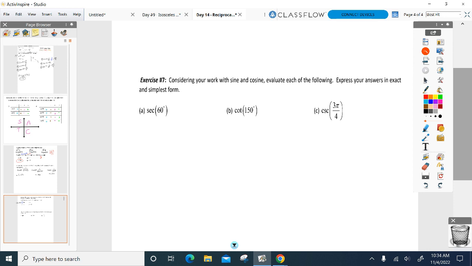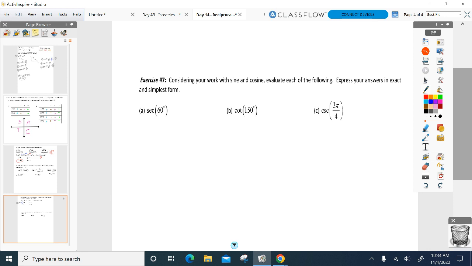First of all, express your answer in exact value, meaning decimals are useless, right? Don't type 1 over cosine 60 and give me the decimal. I want fractions, radicals, or both, all right? Secant of 60, what is the value? Throw anything you want at me right now. Let's go. What's coming to your mind?